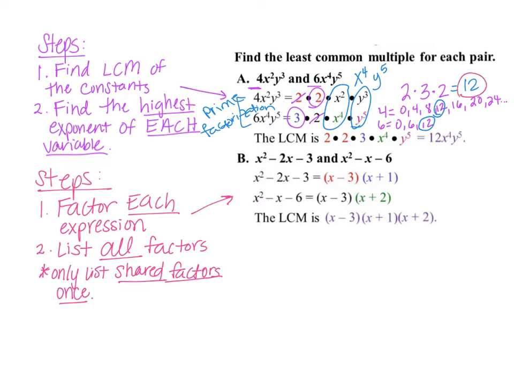I'm going to keep my x to the 4th. I'm going to keep my y to the 5th. So I get that least common multiple. Okay. Now, let's say, for example, instead we had a binomial, a trinomial, or just a polynomial, right?